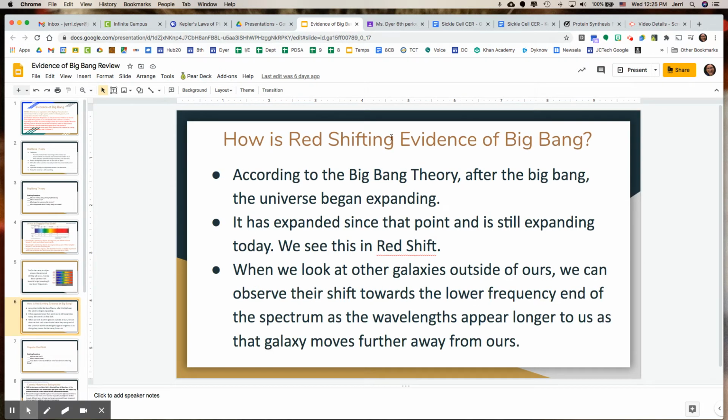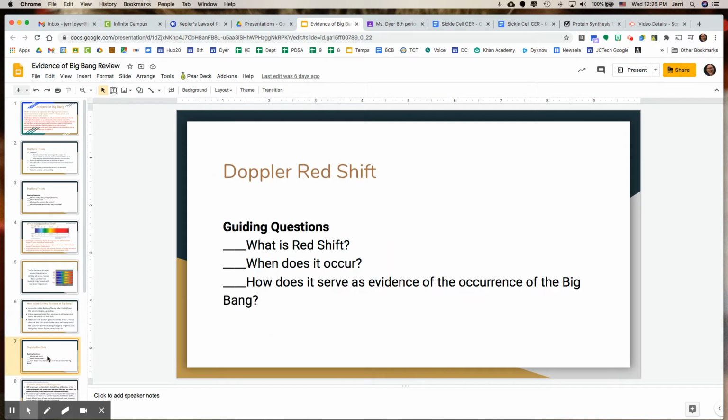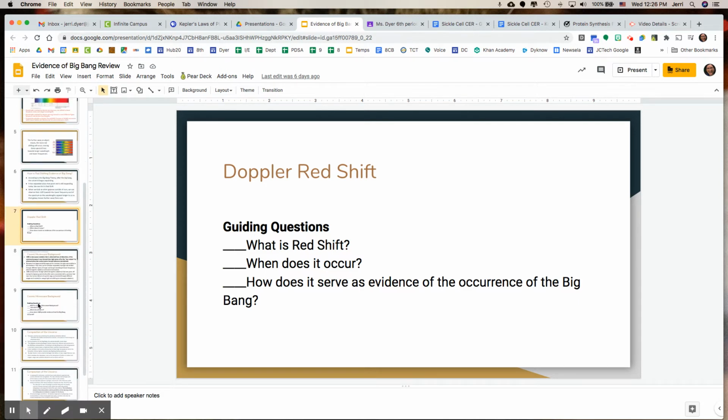Okay, so how is this redshifting evidence? According to the Big Bang Theory, after the Big Bang, the universe began expanding. It has expanded since that point and is still expanding today, and we see that in redshift. So, redshift supports that the universe is expanding and is still expanding. It has expanded in the past and it is continuing to expand. When we look at galaxies outside of ours, we can observe their shifts toward the lower frequency end of the spectrum, as wavelengths appear longer and longer to us, as that galaxy moves farther and farther away from our galaxy. And so you're going to have these three guiding questions. The stuff that we just went through should have covered all of that.